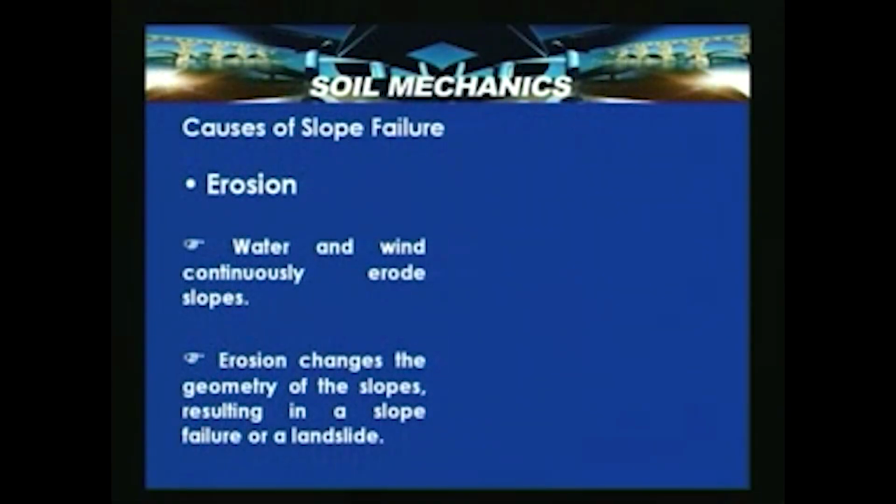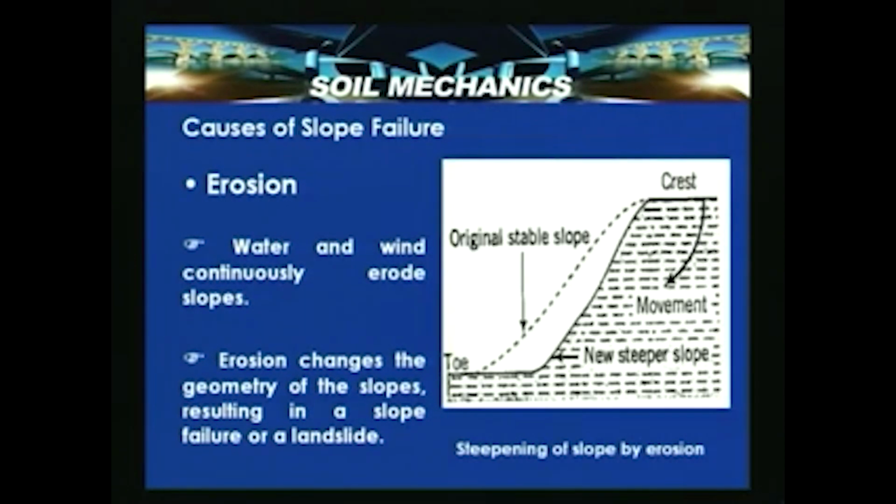Now, let us discuss the different causes of slope failure. First cause, let us discuss erosion. As we discuss, water and wind continuously erode slopes. So, this erosion can change the geometry of slopes, resulting in a slope failure or a landslide.